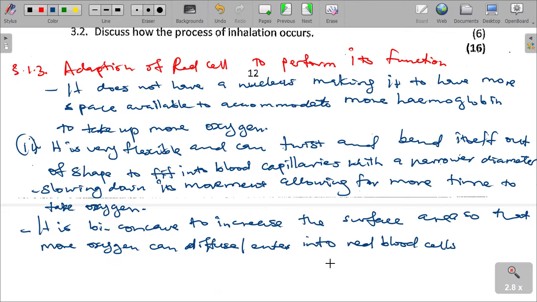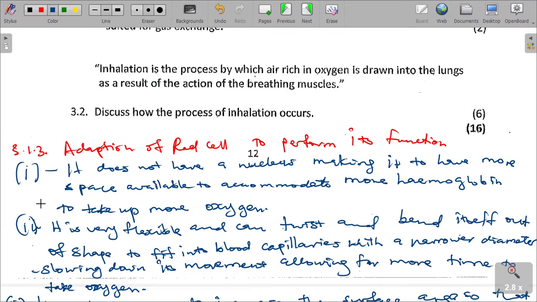The red blood cell is adapted to perform its function because of these factors that I've listed here. I've given you these different points as to how the red blood cell is adapted to perform its function. So please take note and don't miss it.